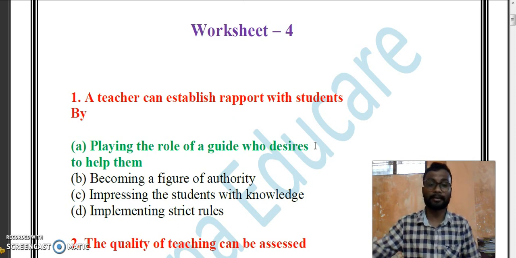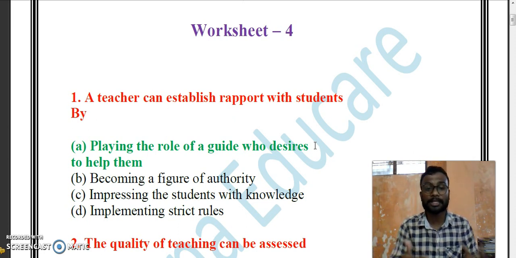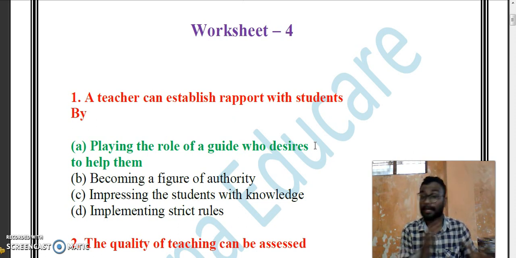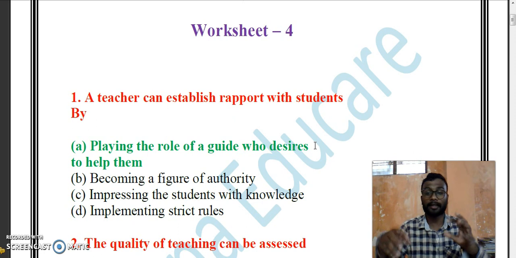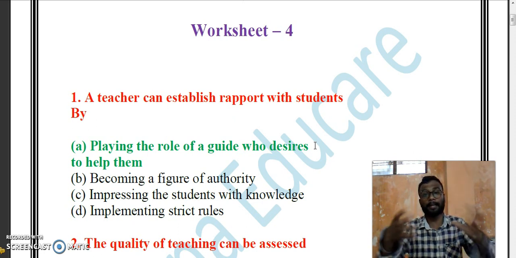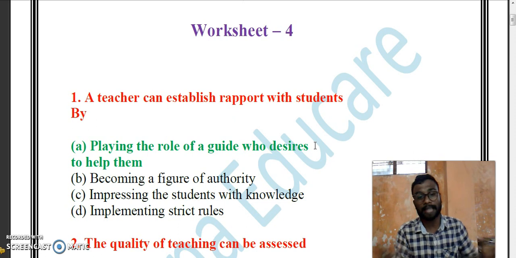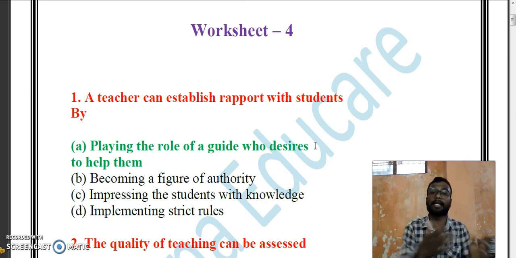By playing the role of a guide who desires to help them, becoming a figure of authority? No way, authority will not help us build a rapport. Impressing the students with knowledge, implementing strict rules? So generally, playing the role of a guide who desires to help them will really help to increase the rapport.